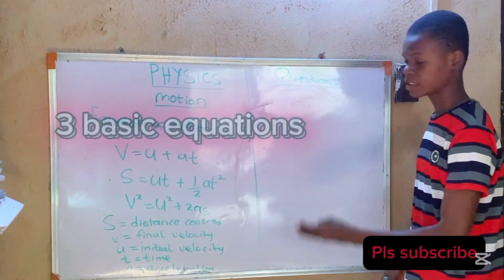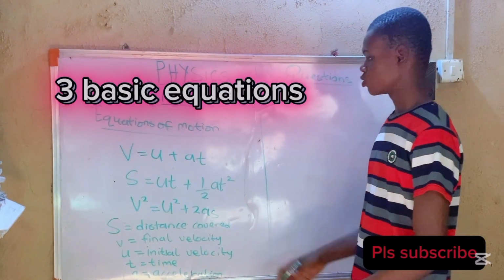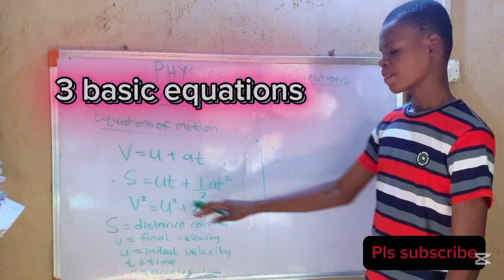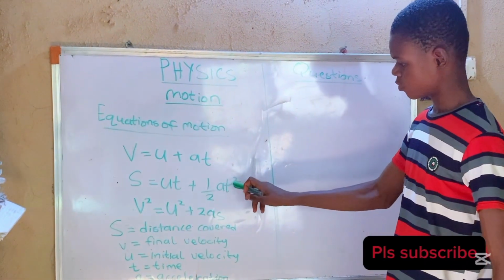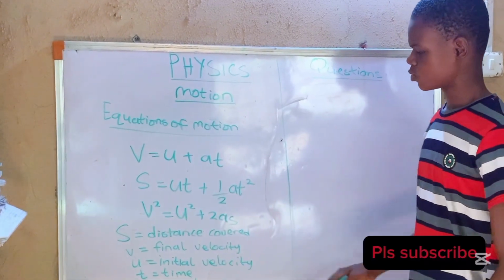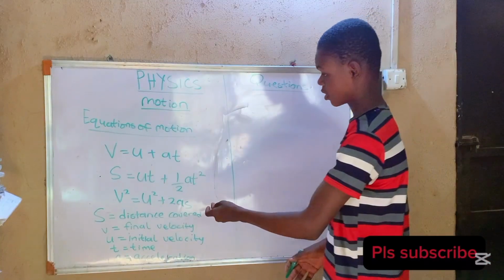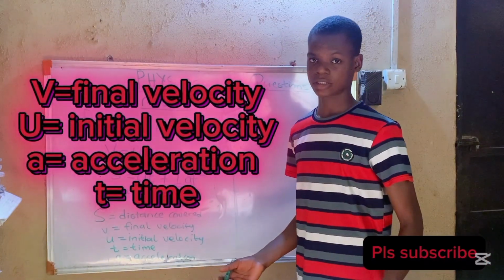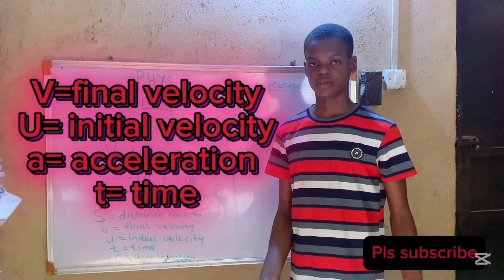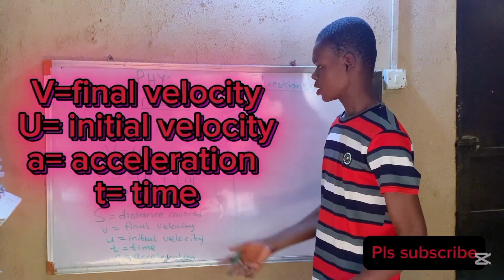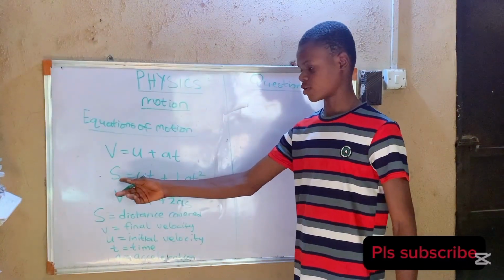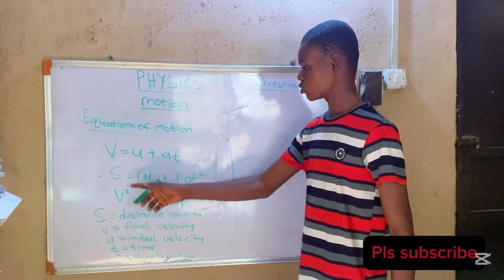So now there are three basic equations of motion. So this is v equals u plus at, s equals ut plus 1/2 at squared, and v squared equals u squared plus 2as. Now let's define the variables we have here. v is our final velocity, whereas u is the initial velocity. a means acceleration and t means time. s refers to distance, not d. So here we use s as this.